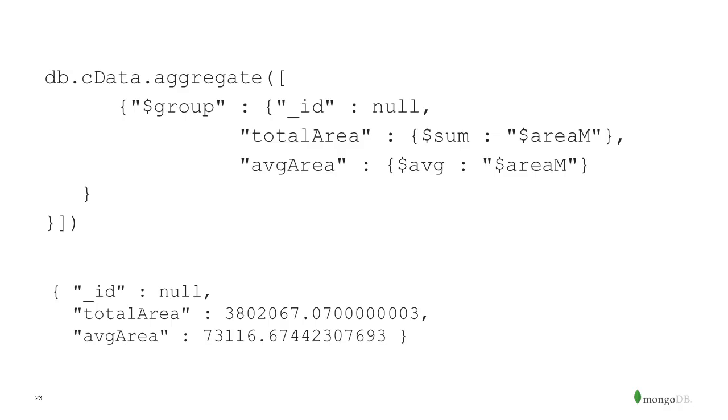And what I'm going to do is, for each of the input documents, build a key called total area that's going to sum up the area of each state within that collection, and then another key that'll average up those values, and you can see the output there. So in this case, I'm collapsing an entire collection of 52 documents down into one document that adds up the area and also calculates the average.